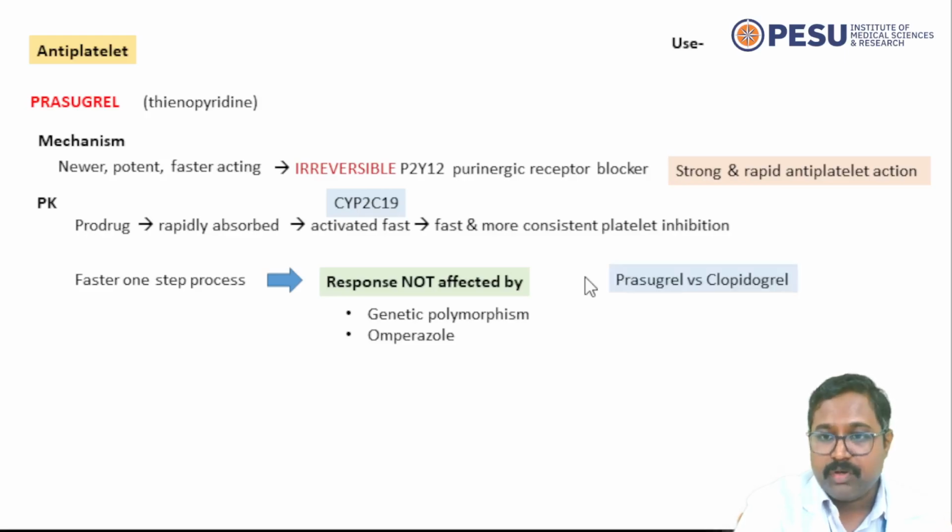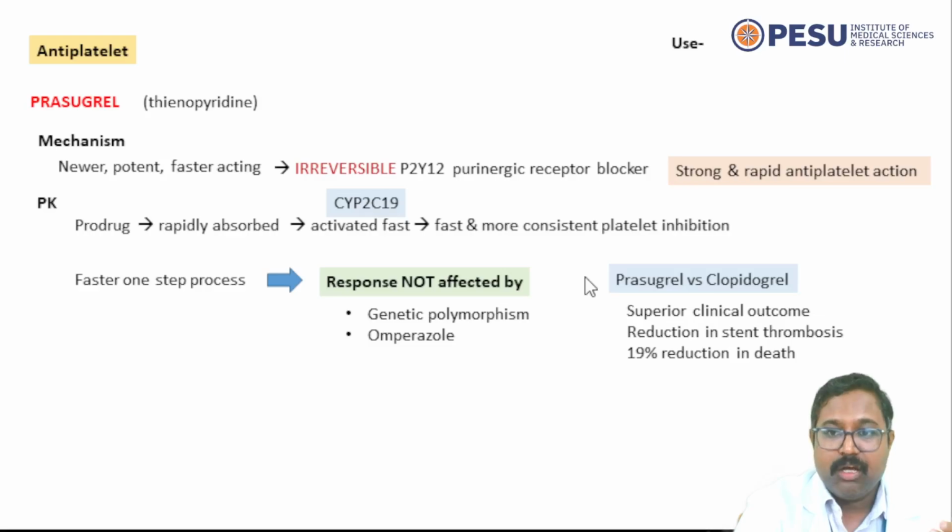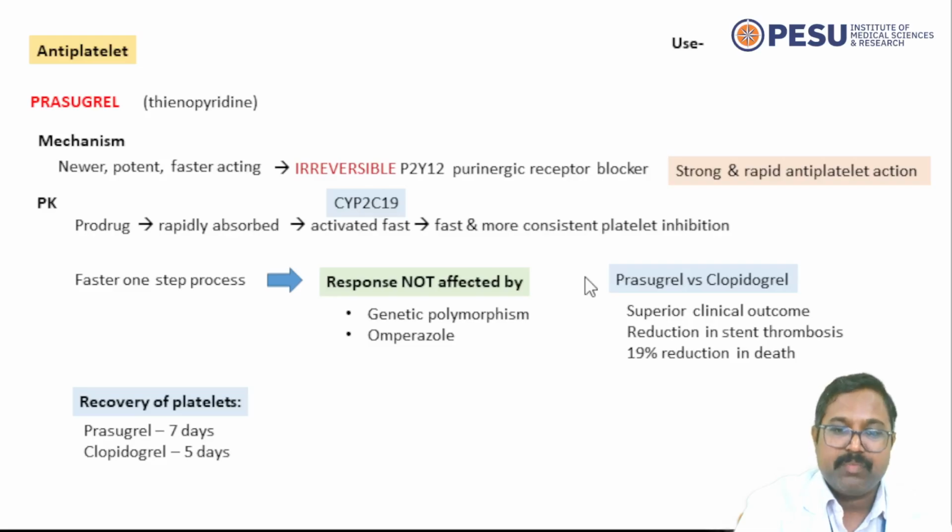So when we compare prasugrel and clopidogrel, prasugrel has superior clinical outcome, and a reduction in stent thrombosis has been observed, and also a 90% reduction in the death rate is observed with prasugrel when compared to clopidogrel. When we compare the recovery of platelets, prasugrel will take 7 days, whereas clopidogrel will take 5 days. And what are the indications of prasugrel?